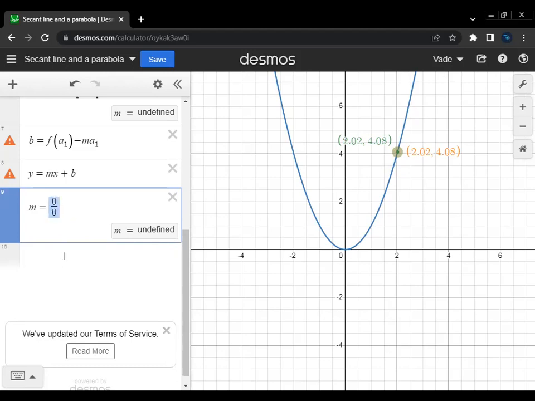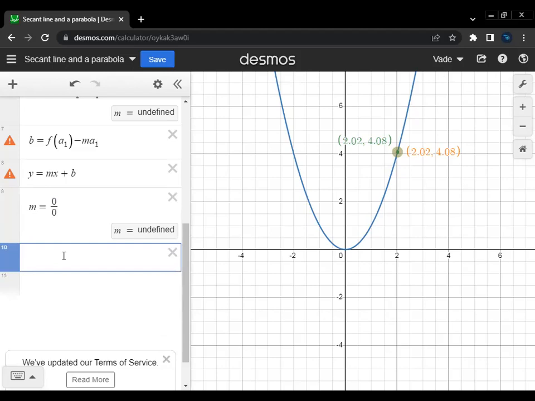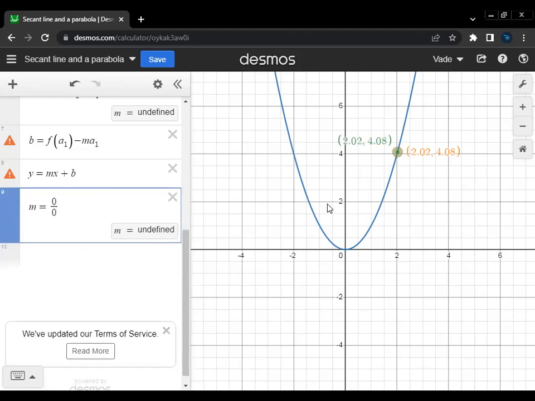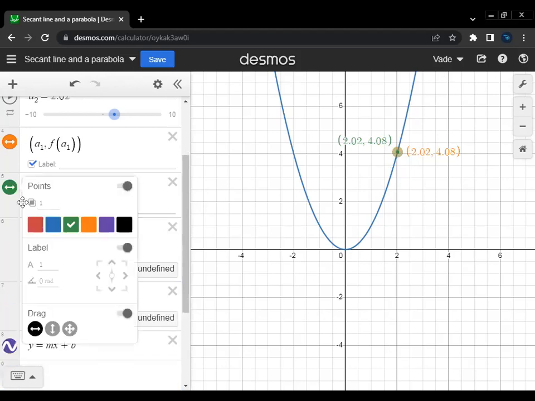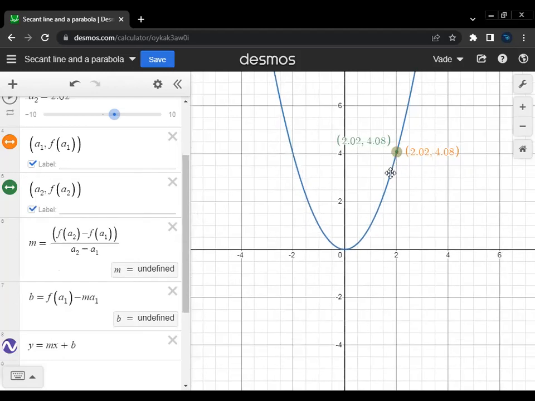In fact, this 0 over 0 is what you call an indeterminate form. Forgive me if there are some gaps, but I hope you get what I mean. It's an indeterminate form. So to answer your question, it's not possible to find the slope exactly at one point, because you see, it becomes undefined. You know what I mean? It becomes undefined.